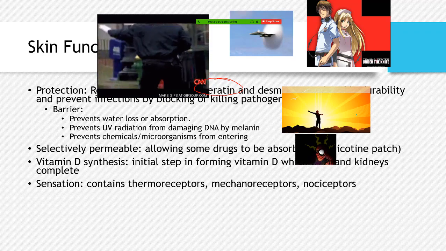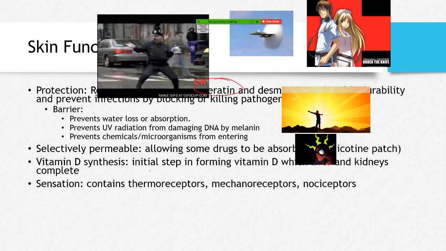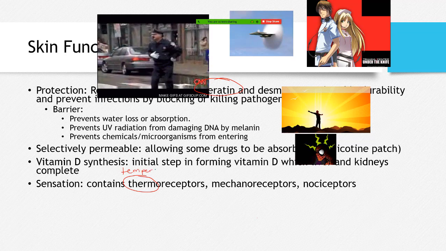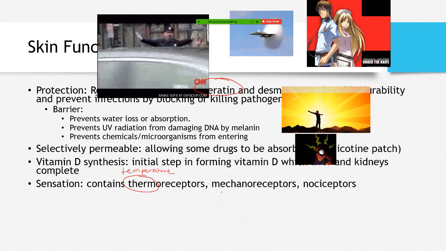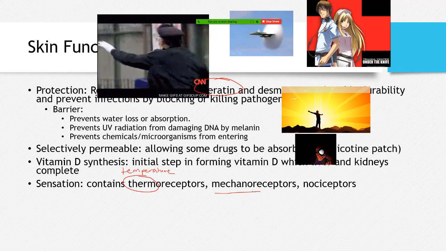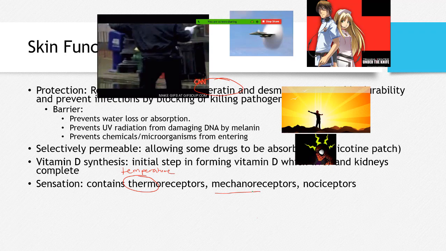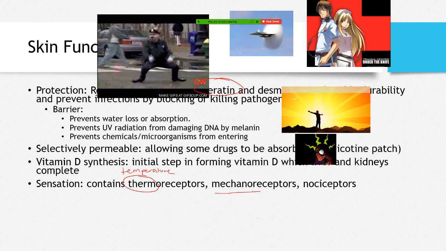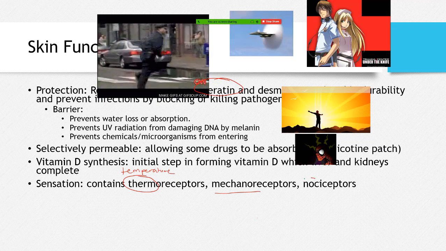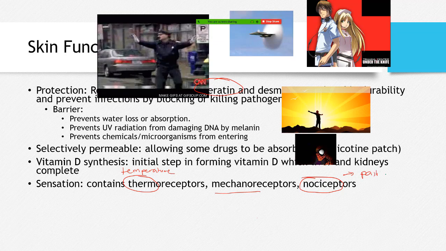It also has a lot of nerve endings, and so we have these things called thermal receptors. Thermal meaning for temperature. And mechanoreceptors. Mechanoreceptors allow it to be able to detect things like touch, pressure, and things like that. Things that change the form of that receptor will be detected by this. And nociceptors, on the other hand, are to detect pain.